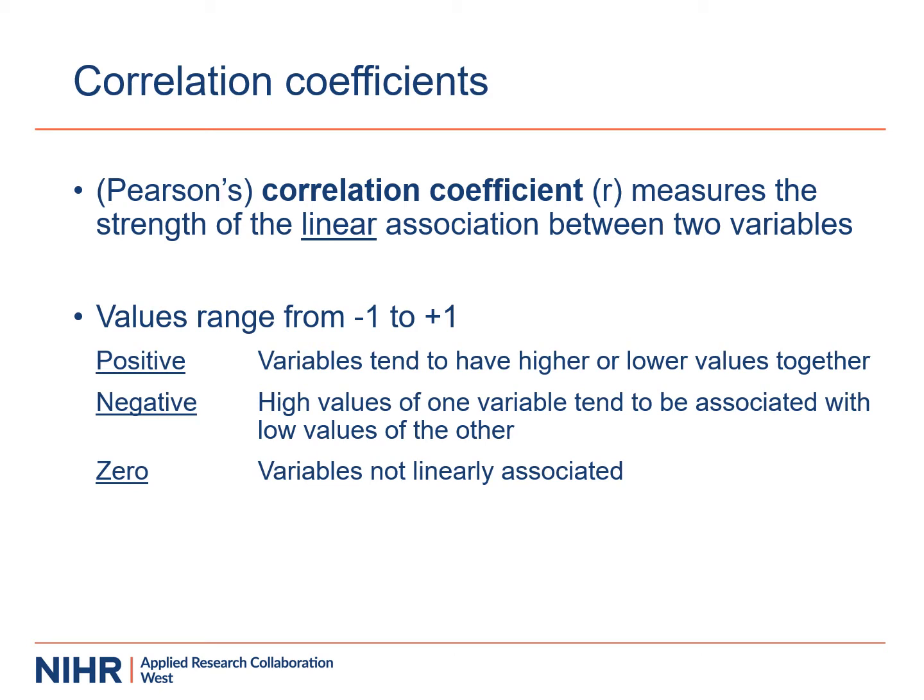A positive r indicates that variables tend to have higher or lower values together, whereas a negative r shows that high values of one variable tend to be associated with low values of the other, and a value of 0 shows no linear association between the variables. So remember that there could still be an association, but it might not be a linear one, so it's important to look at the data. And on the following slides, you'll see different values of r and how we might interpret them and how they'll look on a graph.